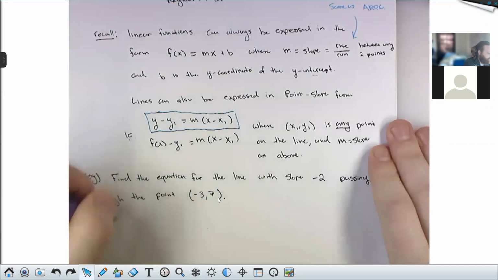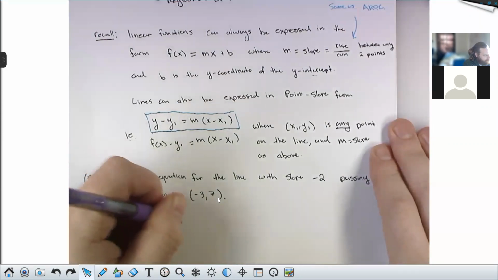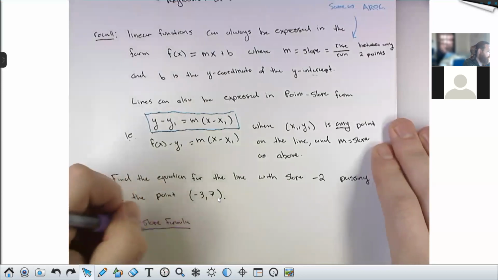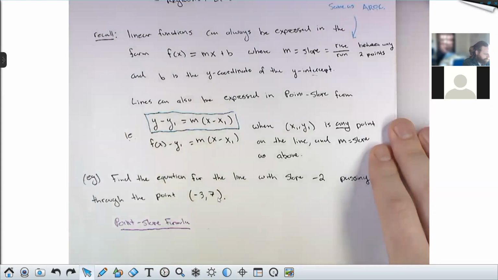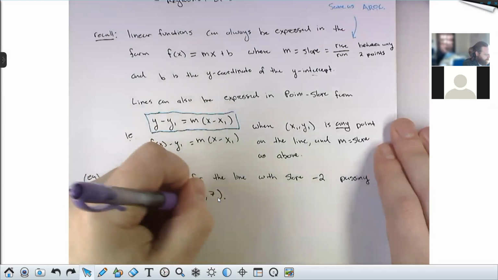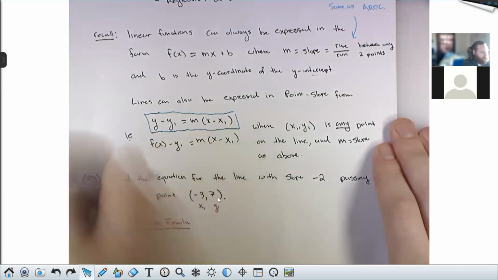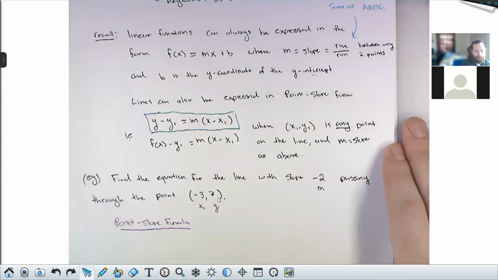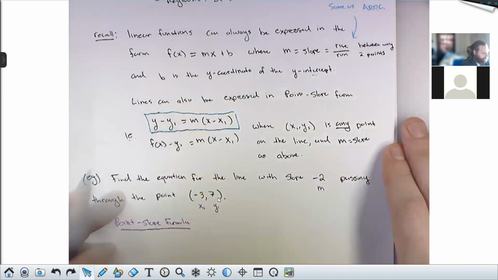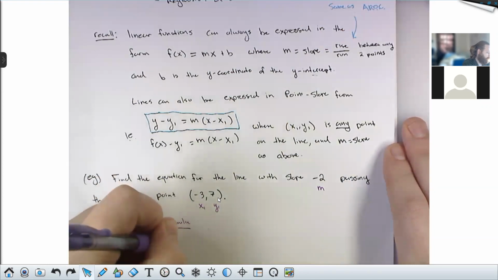So instead, just use the point slope formula. Point slope is just a more grown-up version of mx plus b. Your x1 is -3, your y1 is 7, and your slope m is -2. And that's all you need to plug into this. I'm just going to copy it down.